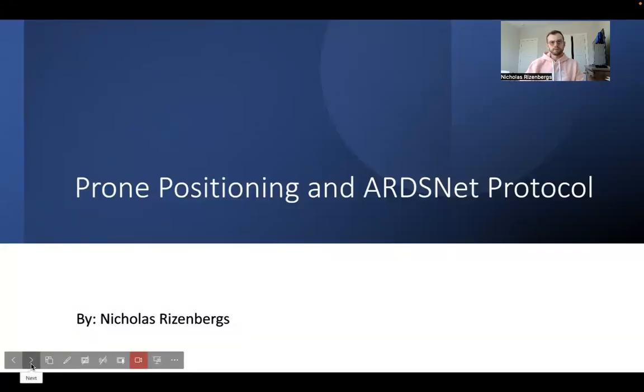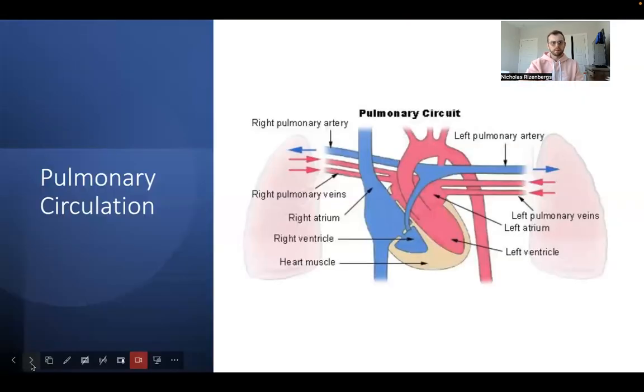All right, so prone positioning and ARDSnet protocol by me, Nicholas Riesenberg. So first off, we're going to talk about pulmonary circulation.